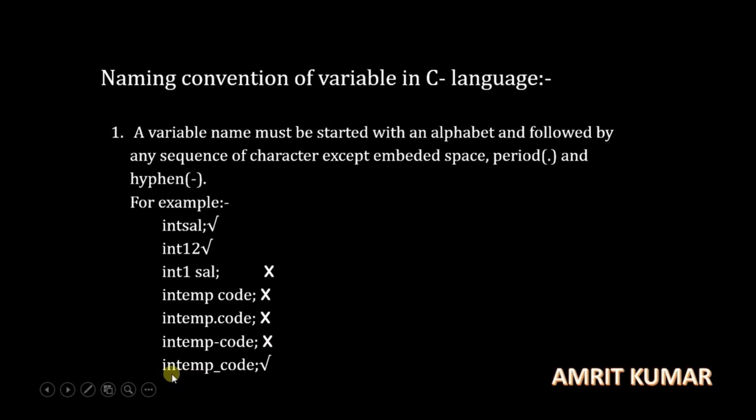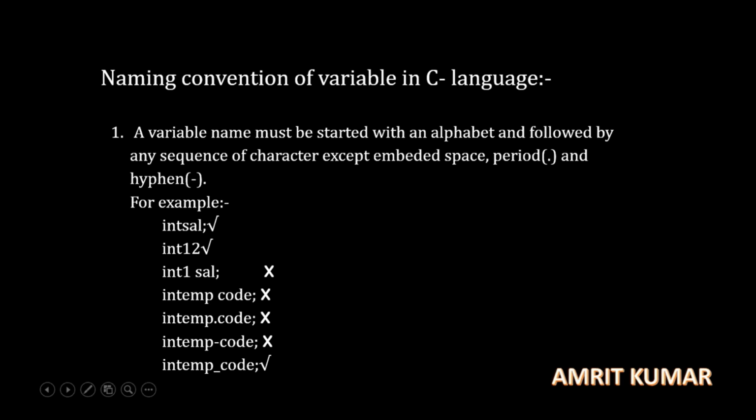Now lastly we have here int emp underscore code. It is a right variable name. How is it right? Because it is following everything. A variable name must start with an alphabet, so it starts with an alphabet and is followed by a sequence of characters. Excepting embedded space, there was a space in it; period, there was a period in it; hyphen, there was a hyphen in it. But not underscore. So we can say that underscore is allowed in a variable name. So this is the right variable name.